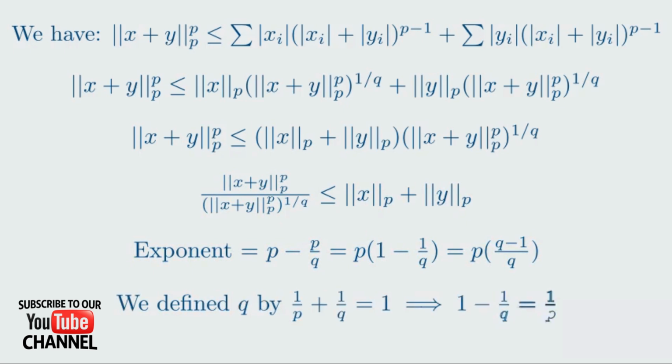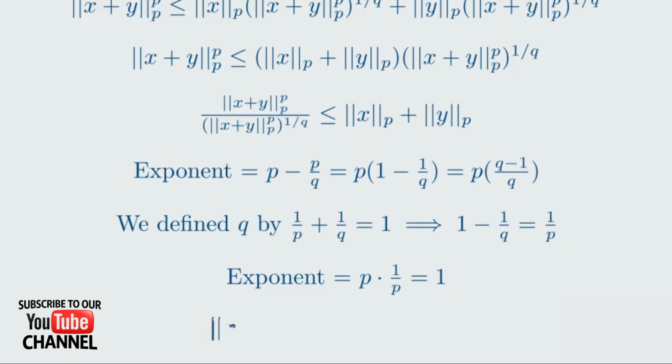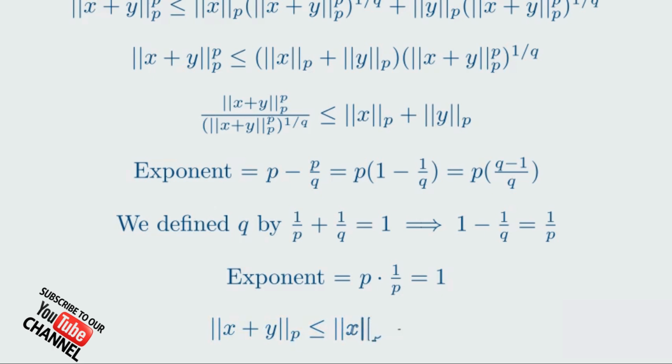Here's the magic. We defined q by the relationship 1/p plus 1/q equals 1. This means 1 minus 1/q is equal to 1/p. So the exponent simplifies to p times 1/p, which is just 1. This means after dividing, the left side is simply the p norm of x plus y, and the right side is the sum of the p norm of x and the p norm of y. And with that, we have proven Minkowski's inequality.